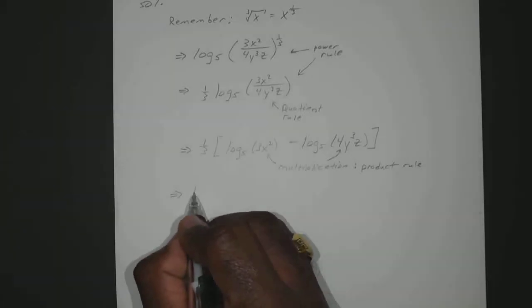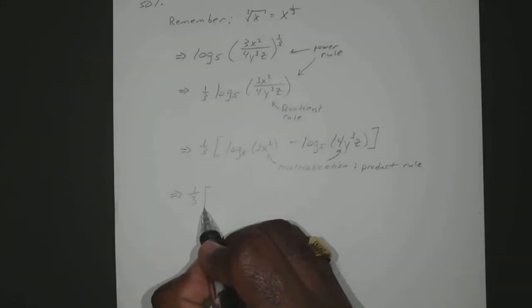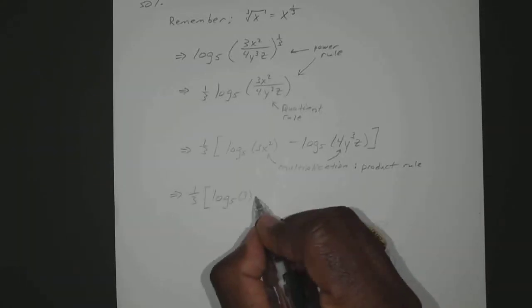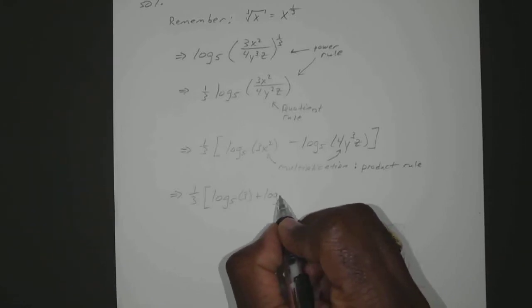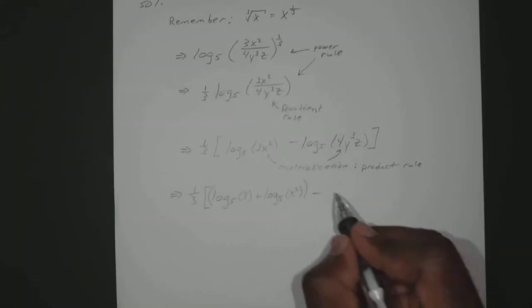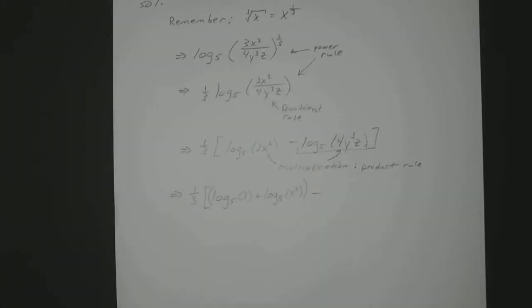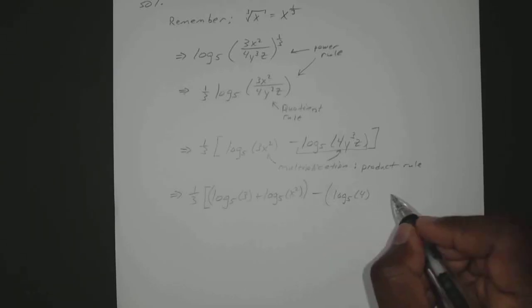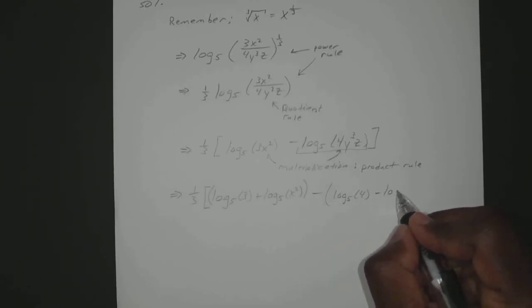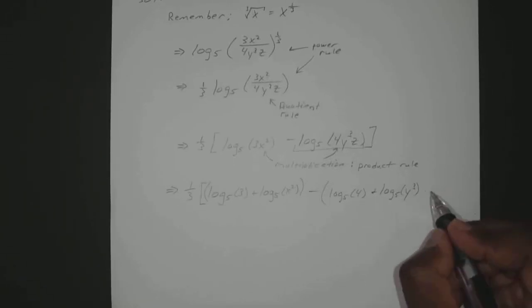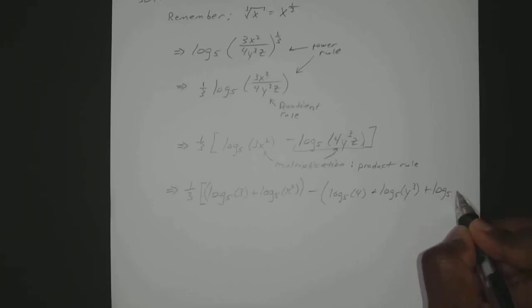Okay, so that will now give us 1/3 times log base 5 of 3 plus log base 5 of x squared, which is our first term, minus, remember when that's expanded, everything in there is going to be subtracted. So we have log base 5 of 4 plus log base 5 of y to the 3rd plus log base 5 of z.